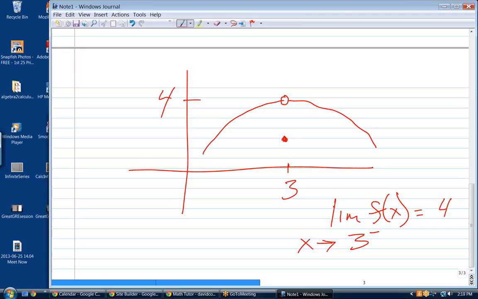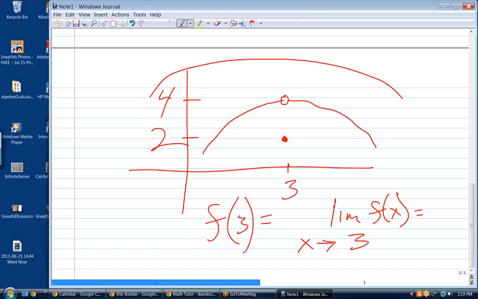Is that also 4? Okay, so what is it as we approach 3? Would it just be 4? And what is f of 3? It would be that second dot, which would be at 2. Correct. Okay. If you can answer those questions, you're probably fine with graphs and limits.